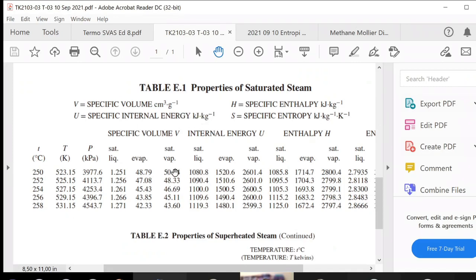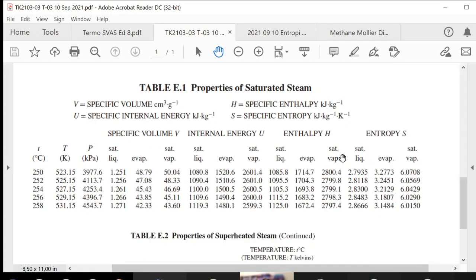Okay, now we have the group. This is the specific volume, this is the internal energy, this is the enthalpy, and then on the right hand side we have the entropy. Okay, now let's try one temperature, 256. What is the unit here? The unit is Celsius. What is in Kelvin? You just add 273, you get 529 Kelvin.